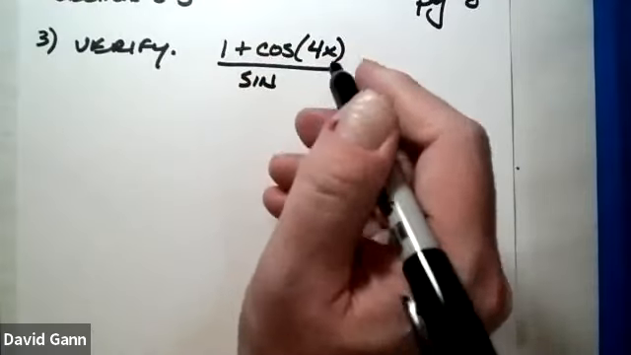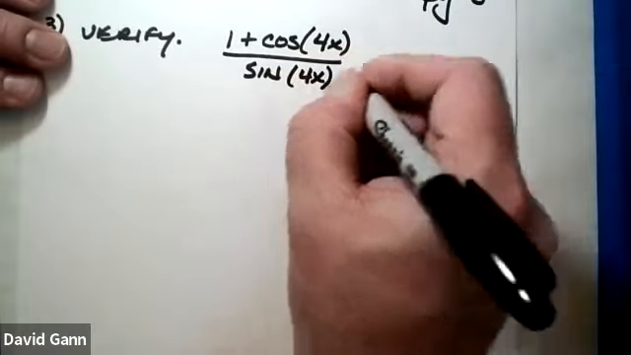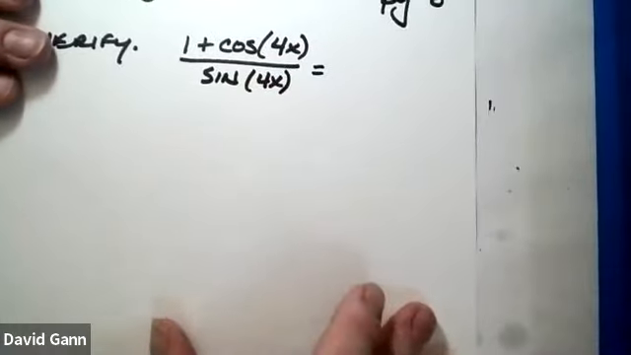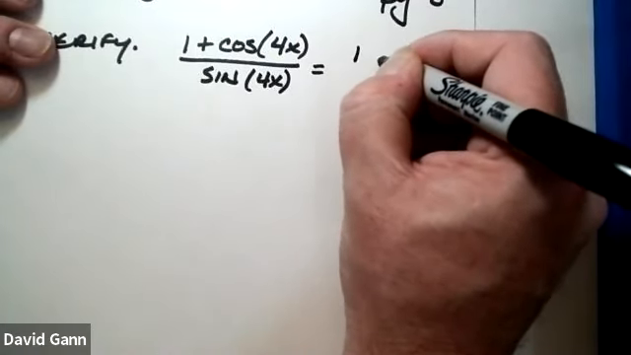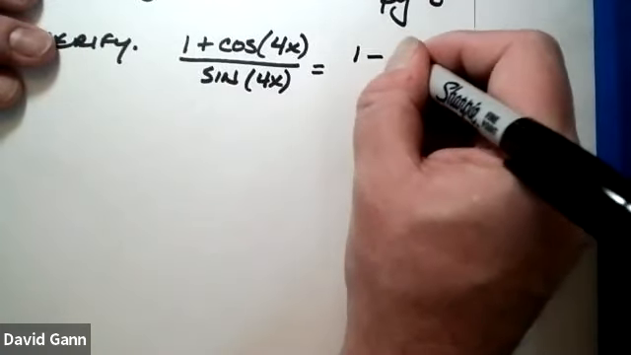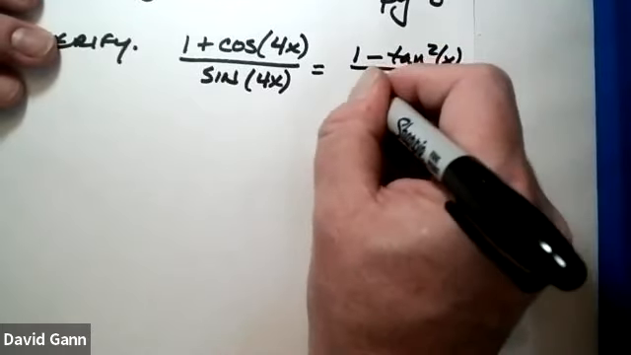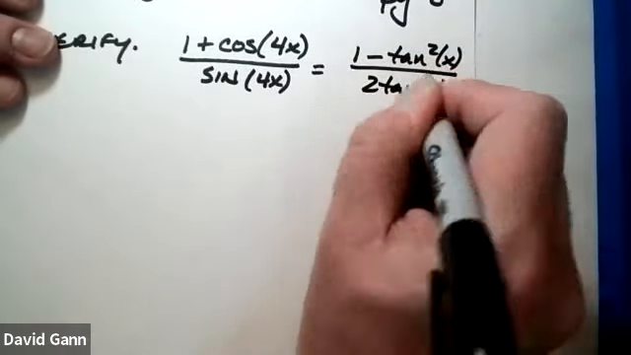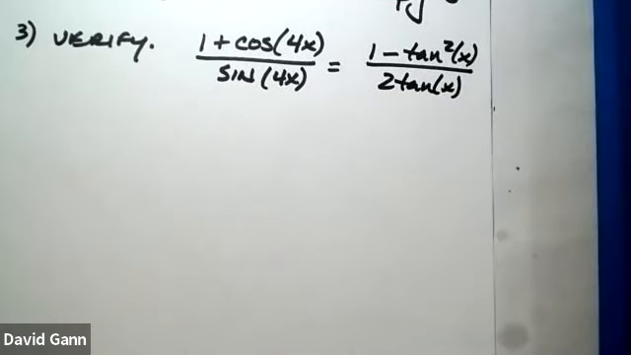So 1 plus cosine of 4x over sine of 4x equal to 1 minus tangent squared of x over 2 tangent of x. I think that works. I kind of took one on the fly here that I've already gotten and said, can I make this work? So there might be some trickery involved here.